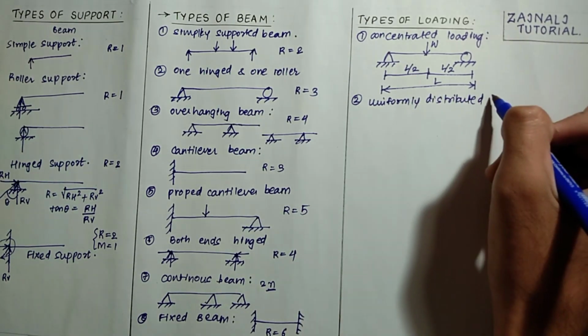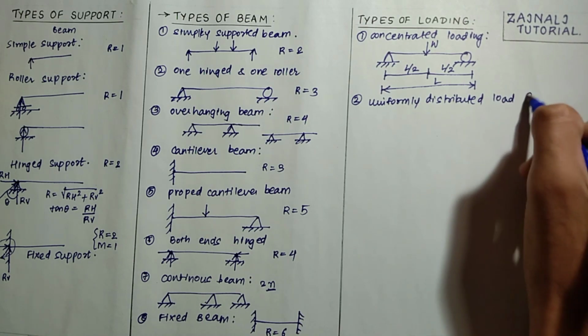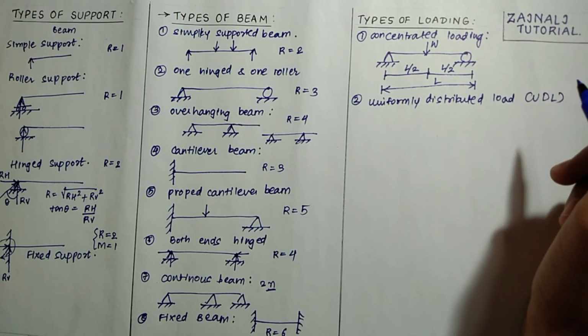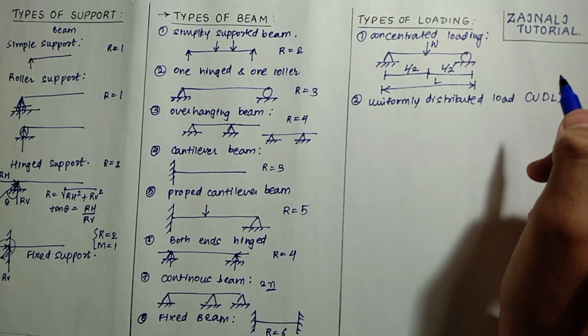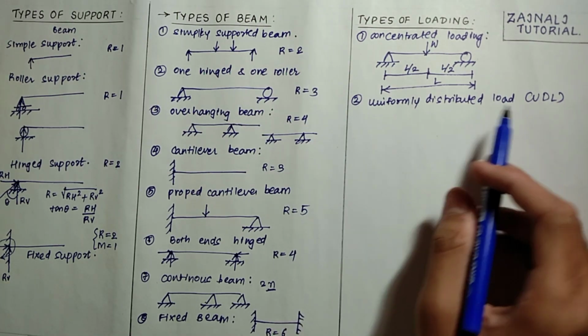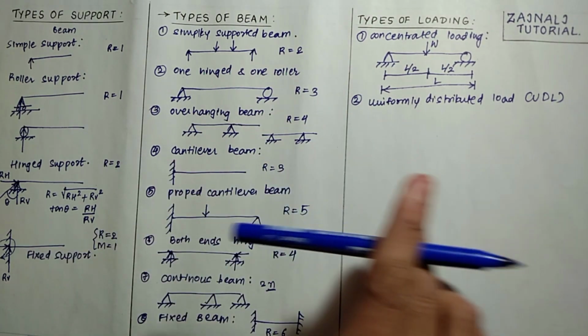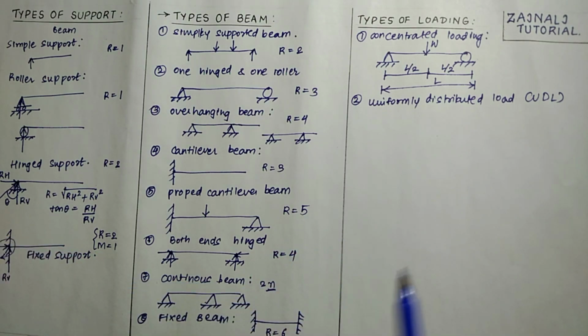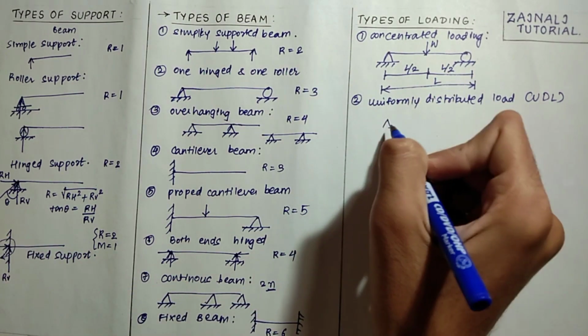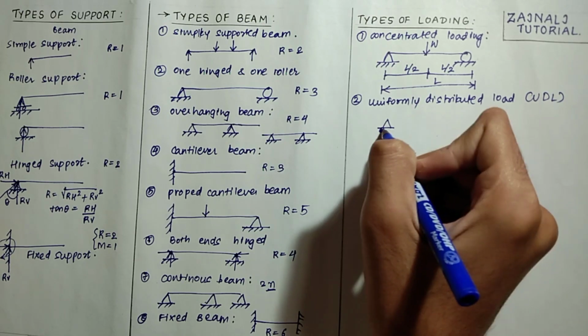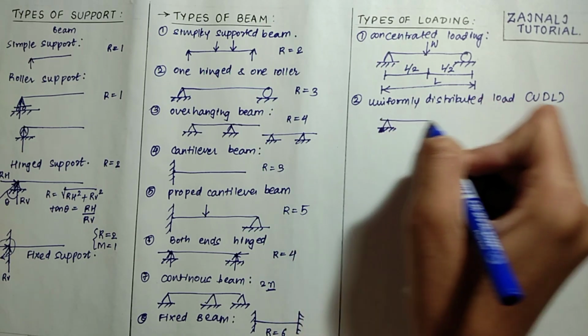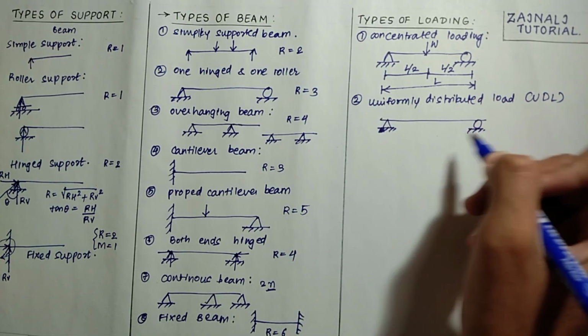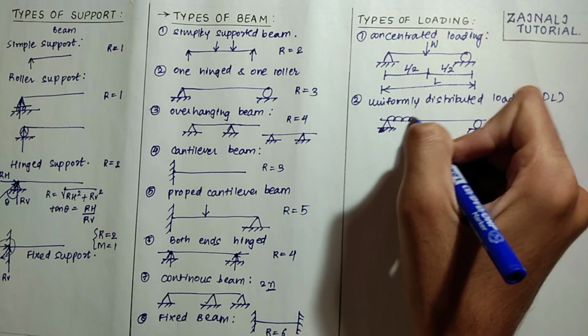It is regarded in short as UDL. Okay, in this type of loading, the load varies uniformly throughout the length from one point to the other point. Let us plot the load diagram as it is regarded as this.